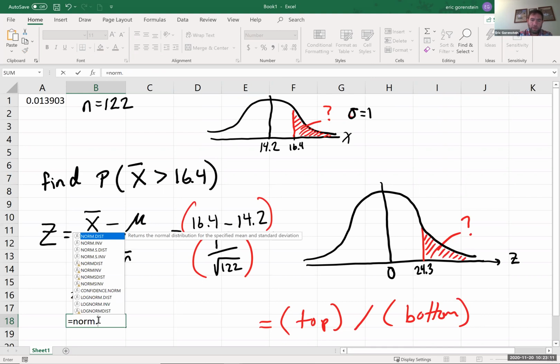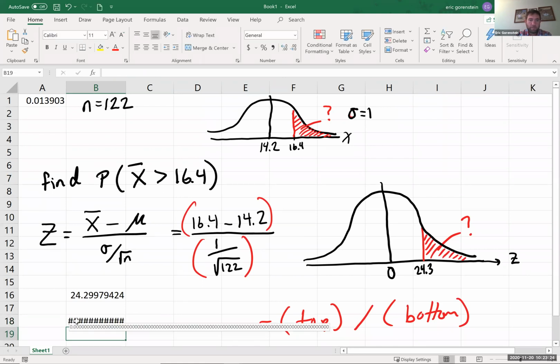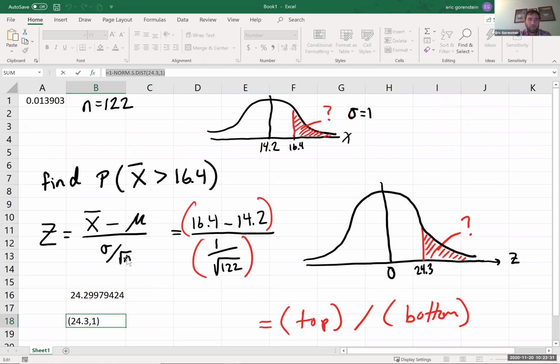Equal norm.s.dist minus. Okay. Well, screwing it all up here. Yeah. And we're rounding to, I think, there we go, 3 decimal places.